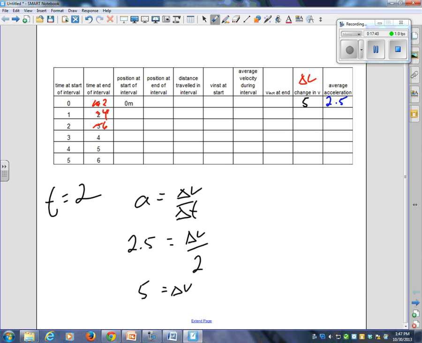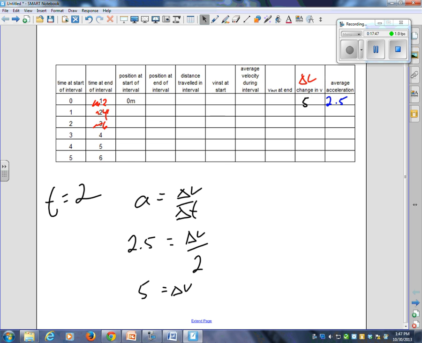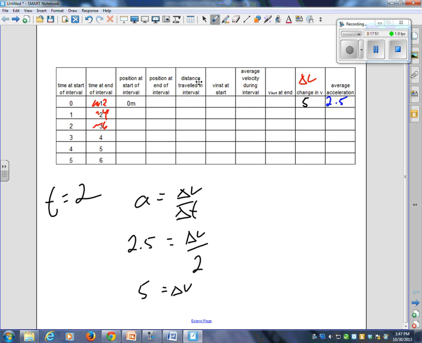Now, we only know that the position at the start of the interval is 0. Can we assume that the object is at rest? Can we assume it's at rest? We're going to have to, because otherwise we can't do it, right?